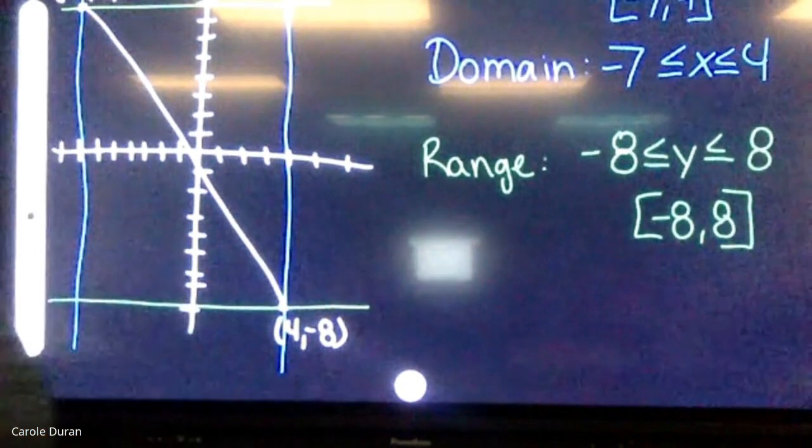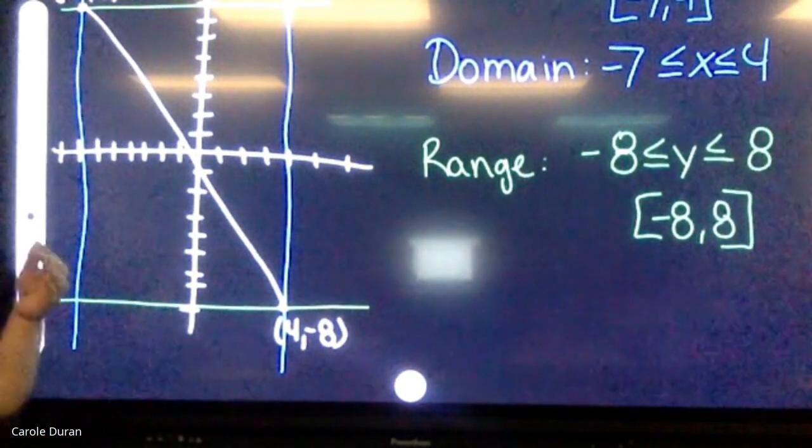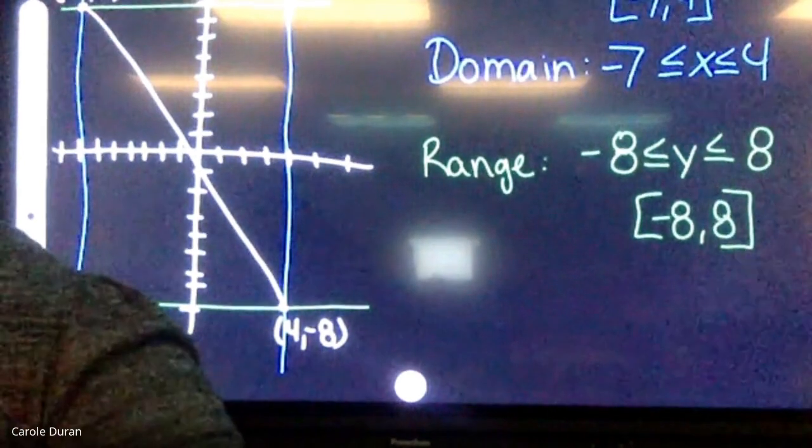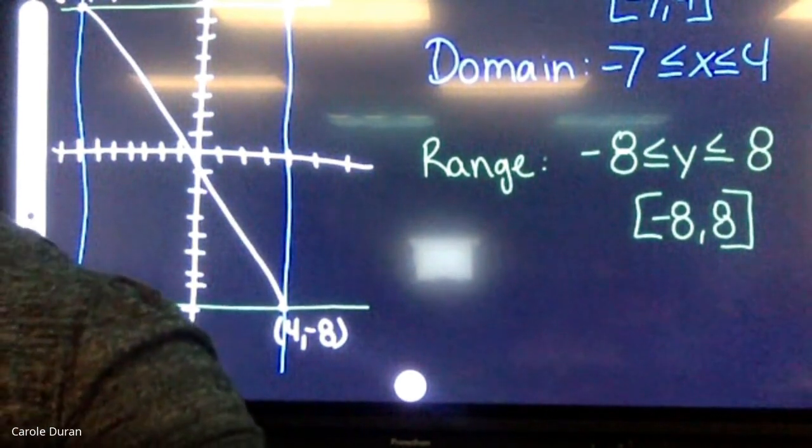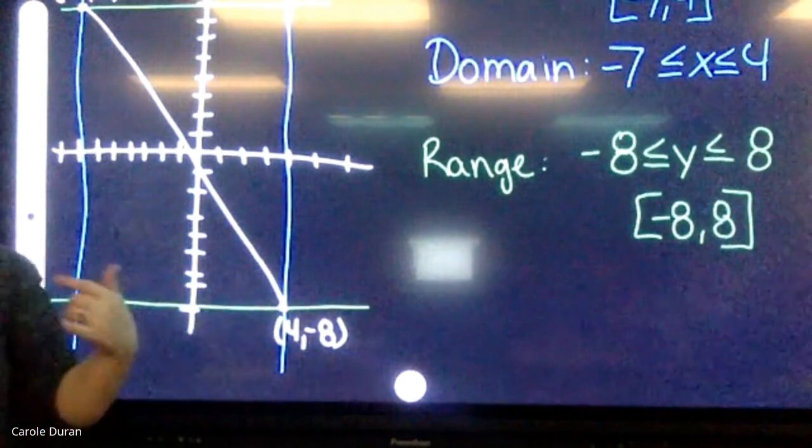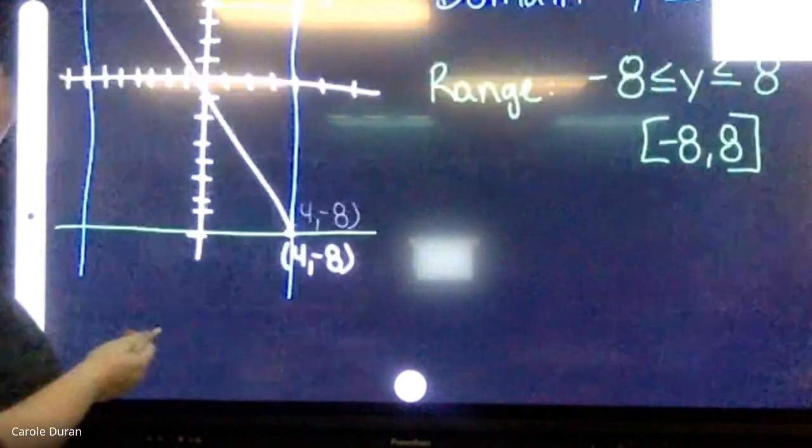I don't know. Okay, so we're going to do one more thing, and this is by far, in my opinion, the easiest thing on here. And then we are going to be done. Okay, so this one is called evaluating a function in function notation.